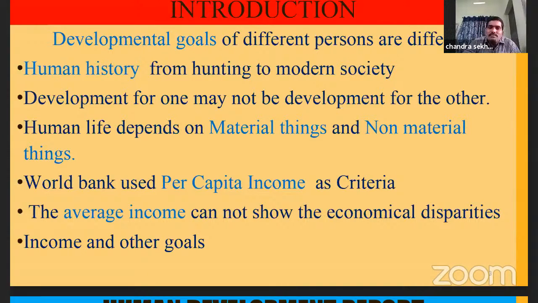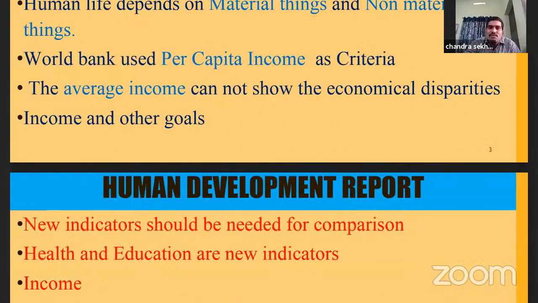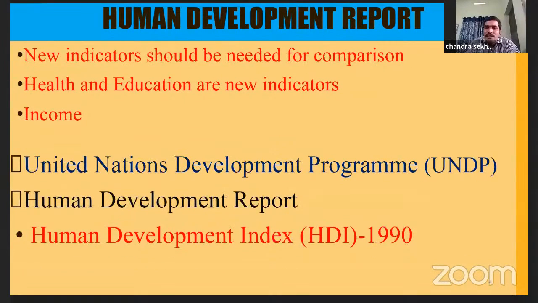So along with the income, we have some other goals. Those are getting security, freedom, respect from others. These are all other goals apart from the income. We are considering all non-material goals also.